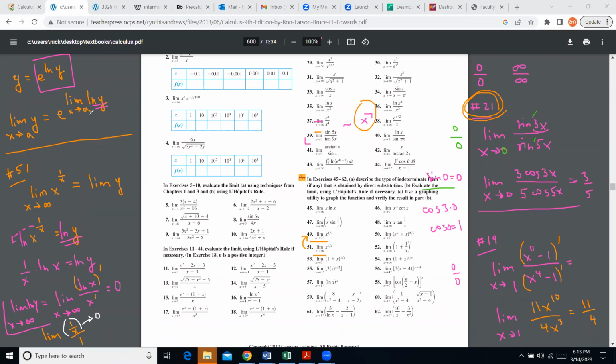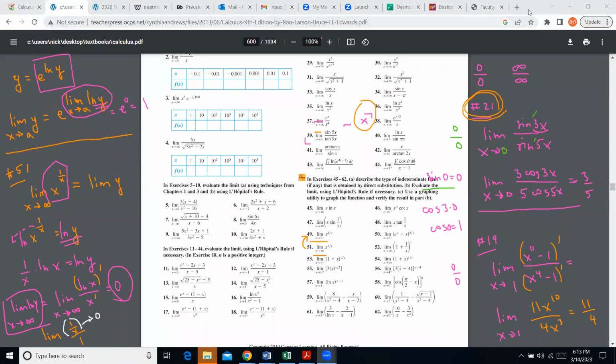And we just need to put it into e to the power, replacing this with a power which is equal to 0, and this is 1. So it turns out that x to the power of 1 over x is actually equal to 1 when x goes to infinity.